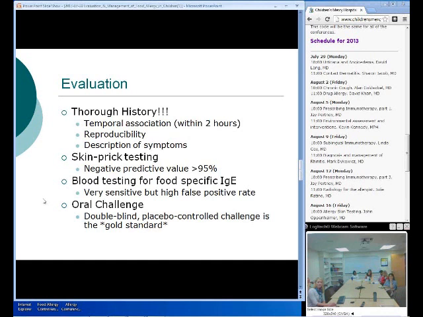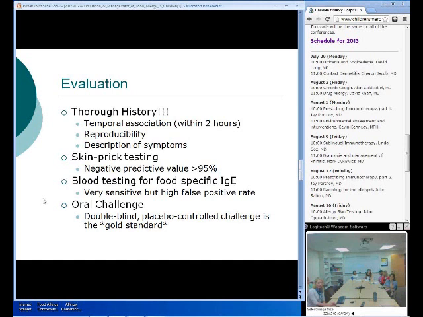Skin prick testing and blood testing. So skin testing and blood testing are both great tests to rule out allergies. If they're negative, you have almost a 95% chance that that is truly negative. But if they're positive, it's not as helpful. And so that's why the history is so important.